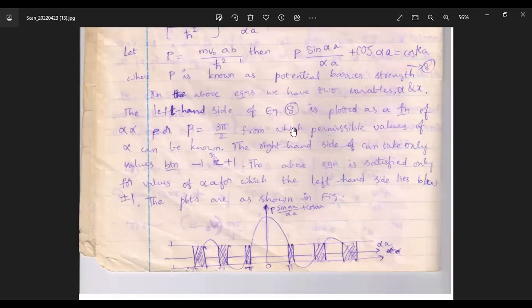It represents some angle. The right hand side can take only values between -1 and +1, because this is cos, right? Cos varies from -1 to +1. So that is why the right hand side of the equation varies between -1 and +1. The above equation is satisfied only for the values of alpha A for which the left hand side lies between plus or minus 1.